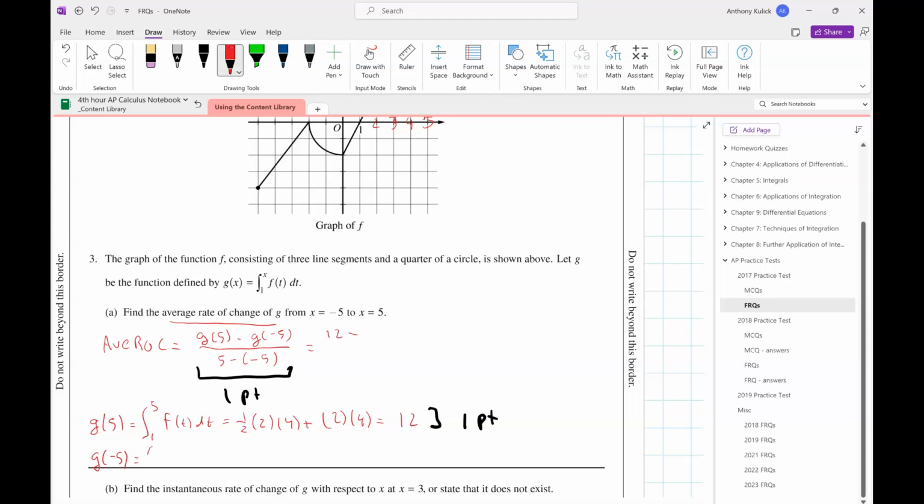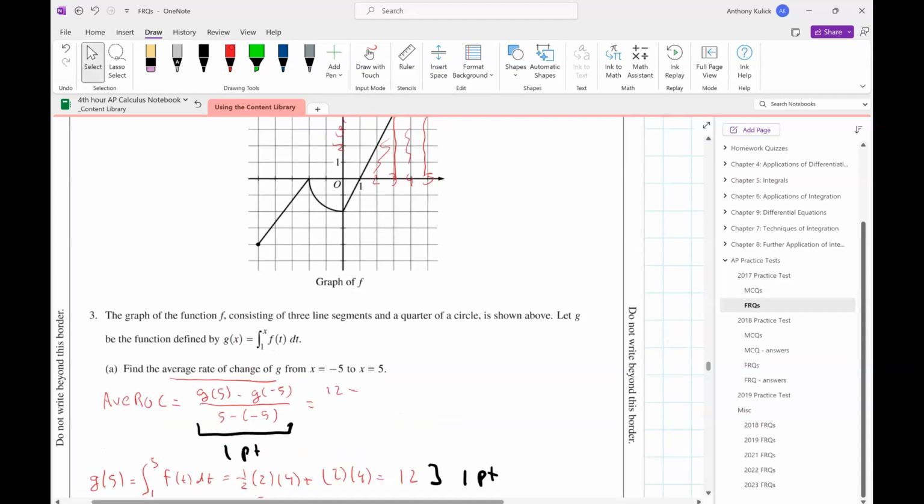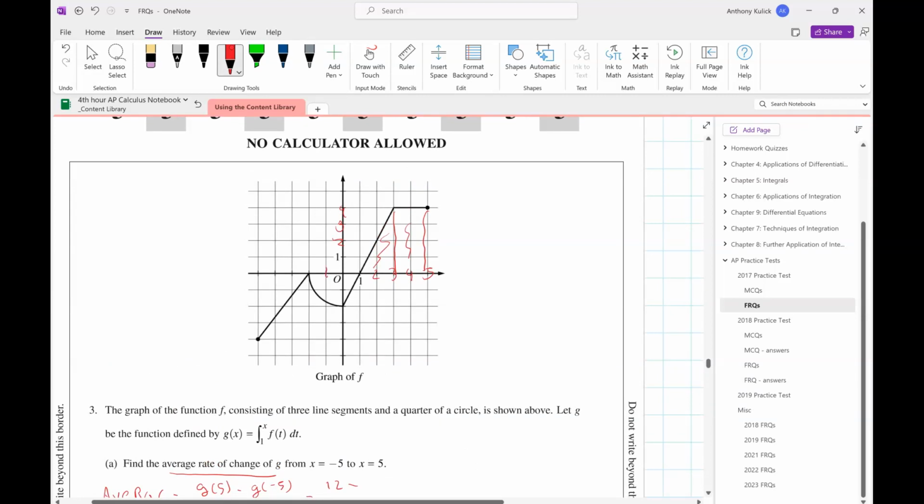g of -5 should be the integral from 1 to -5 of f of t dt. What do you see that's weird about that? Yeah, the bounds are opposite what we'd expect, so we'll negate the integral so I can flip the bounds. So now if we go up here, -1, 2, 3, 4, 5. So we have this triangle, this half circle, and that little triangle. I should say quarter circle. Everybody's good with that? Okay.